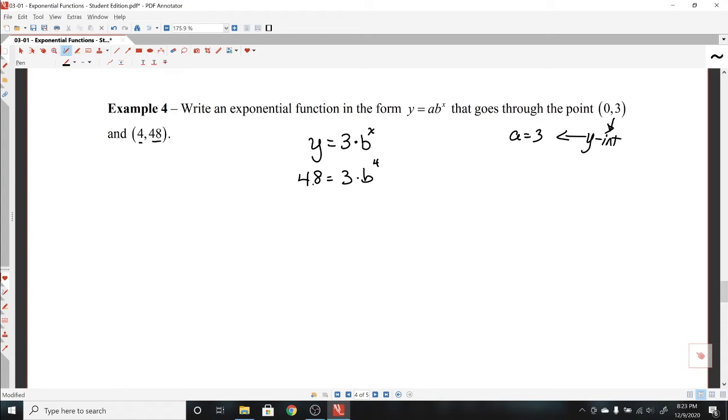So I'm going to start by dividing by 3. So I get 16 equals b to the 4th power. And then we take the 4th root of both sides. And I get b is equal to 2. So my function is 3 times 2 to the x.